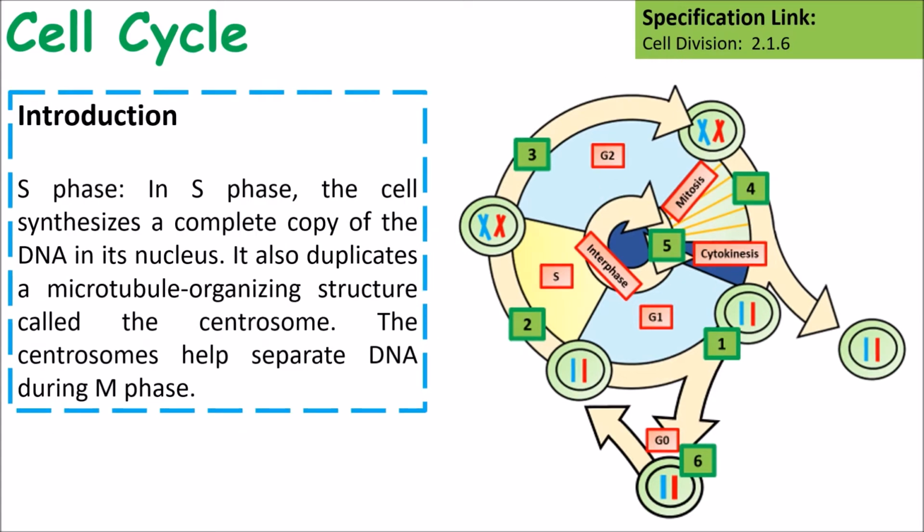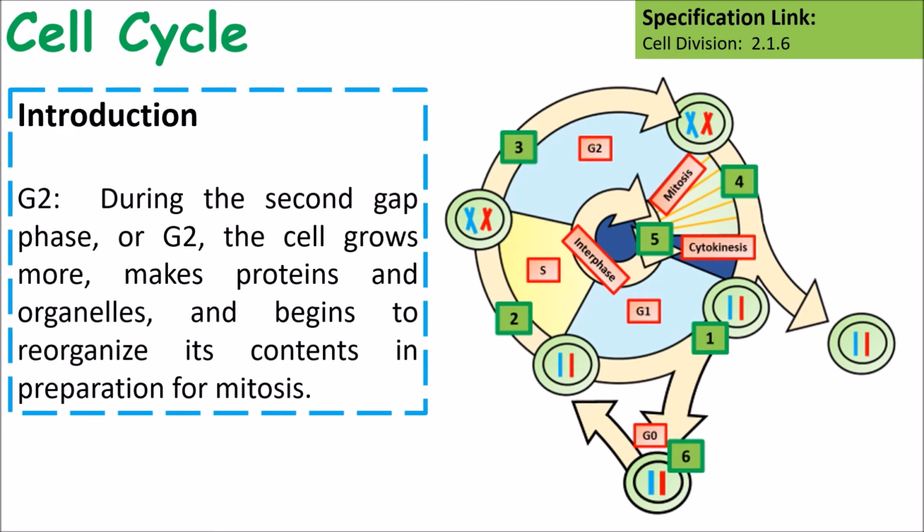In the S phase, the cell synthesizes a complete copy of its DNA in the nucleus. It also duplicates a microtubule organizing structure called a centrosome. The centrosomes help the DNA separate during M phase. During the second gap phase, or G2, the cell grows some more, makes proteins and organelles, and begins to reorganize its contents in preparation for mitosis.